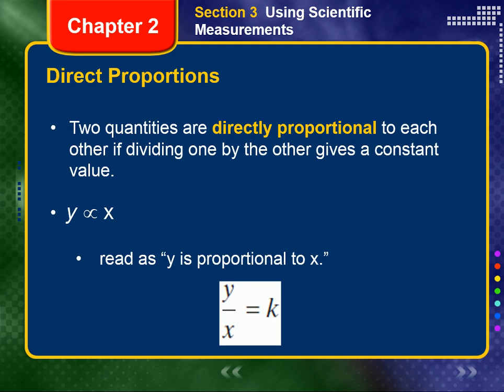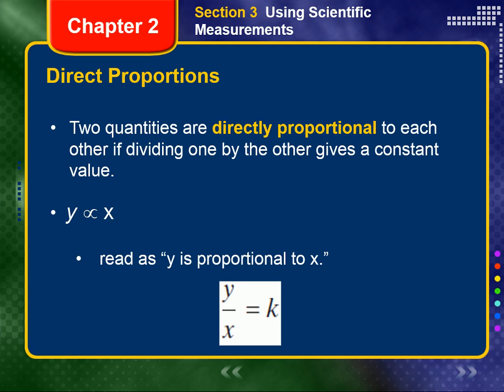As you can see from the data in Table 2-7 on page 55 of your text, or on the next slide. Doubling the mass doubles the volume. Halving the mass halves the volume. When two variables, x and y, are directly proportional to each other, the relationship can be expressed as y ∝ x, which is read as y is proportional to x.